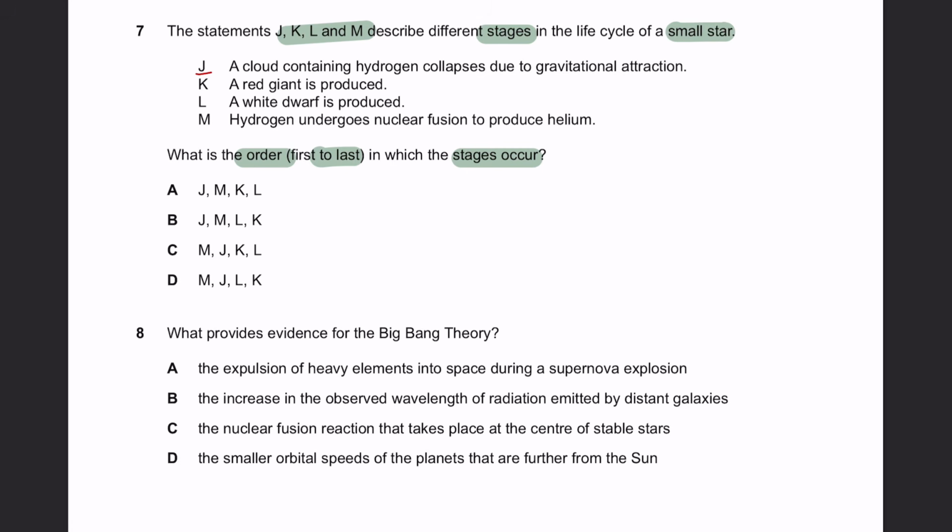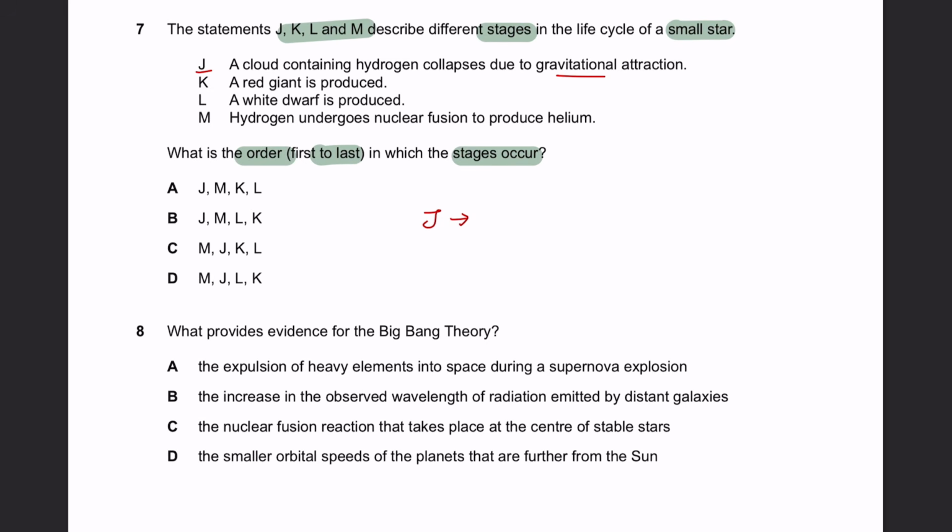So the order here starts with J, when it collapses due to gravitational attraction to form a protostar, and when it is stable it undergoes nuclear fusion, and then a red giant is produced, and finally a white dwarf is produced. So the answer here is A.